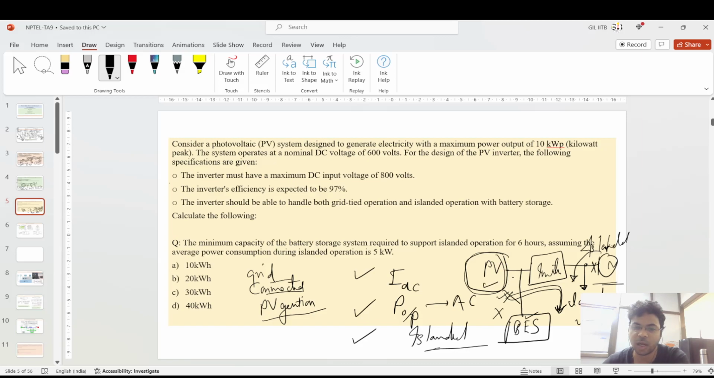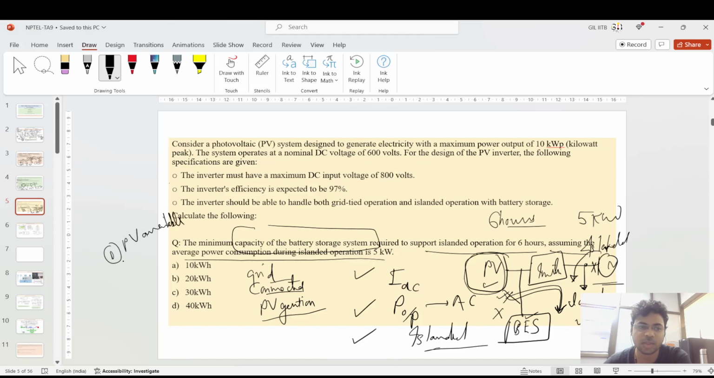Also, when the PV is more, the battery storage should charge while the PV is available, and the PV also gives power to the load. So here the question is asking for the capacity of the battery storage system required for islanded operation of 6 hours, assuming that the average power consumption during the islanded operation is 5 kilowatt.